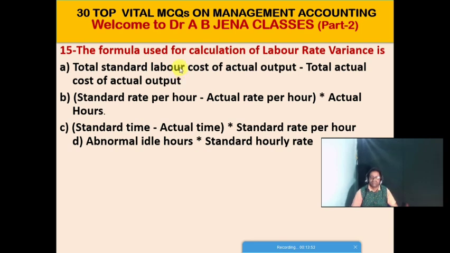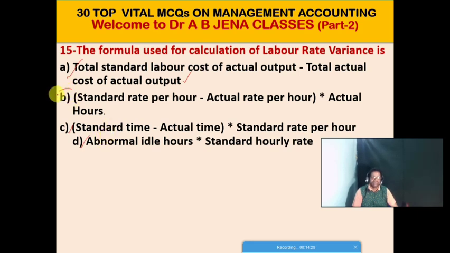From the standard costing labor variance, the formula used for calculation of labor rate variance is what? A. It's the total standard labor cost of actual output minus total actual cost of actual output. B. It's standard rate per hour minus actual rate per hour into actual hours. C. It's the standard time minus actual time into standard rate per hour. D. It's the abnormal idle hours into standard hourly rate.